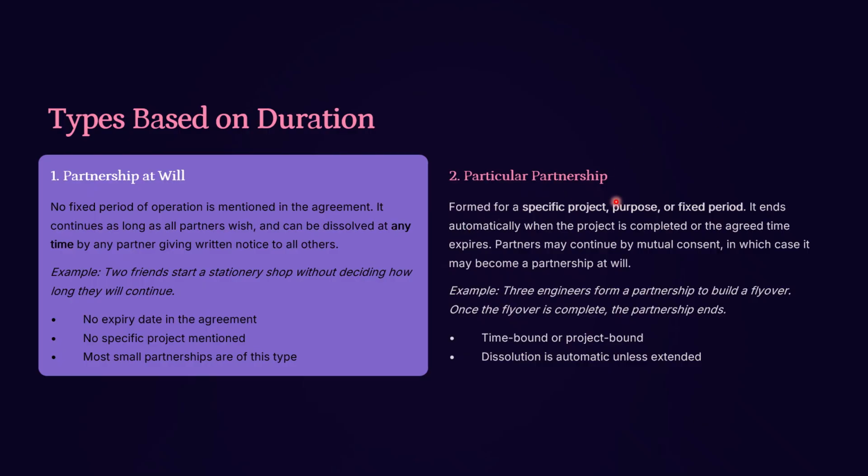The second one is particular partnership. A particular partnership is formed for a specific project or a fixed period. Once the project is completed or the agreed period ends, the partnership automatically comes to an end. For example, three engineers form a partnership to construct a bridge. When the construction is completed, the partnership also ends. So remember this simple difference: partnership at will, no fixed duration, and particular partnership, specific project or fixed period.